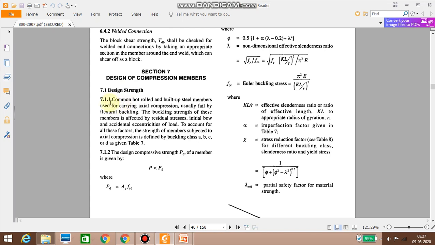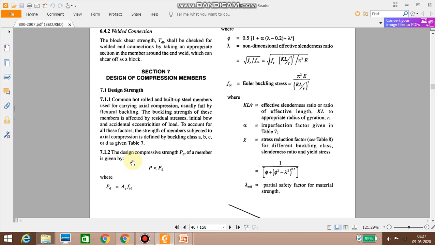7.1.1. So here what they have given is common hot rolled and built up steel members used to carry axial compression usually fail by flexural buckling. The buckling strength of these members is affected by residual stresses, initial bow and accidental eccentricities of load. To account for all these factors, the strength of the members subjected to axial compression is defined by buckling classes A, B, C or D given in table 7. We will see the table 7.